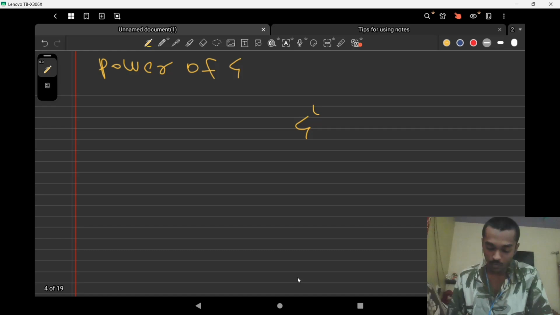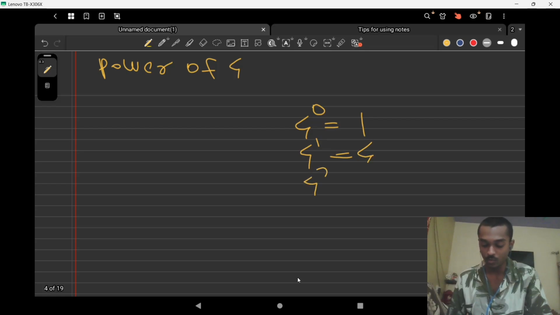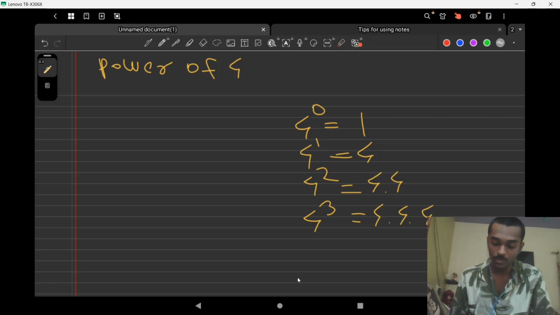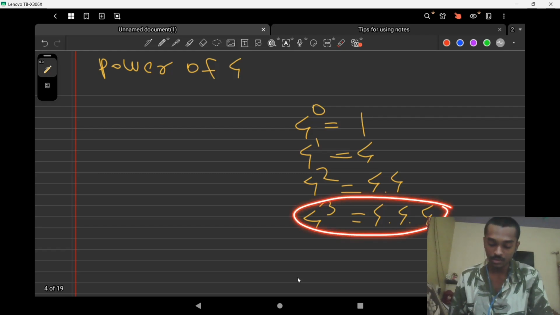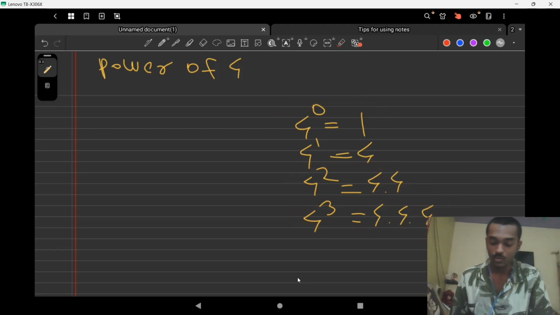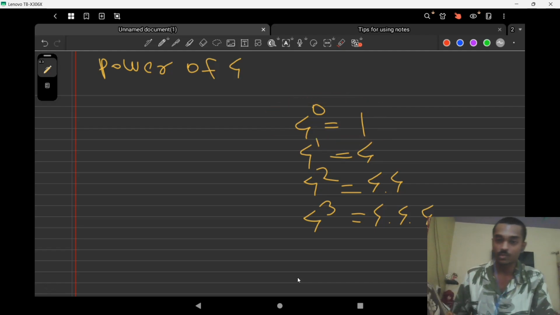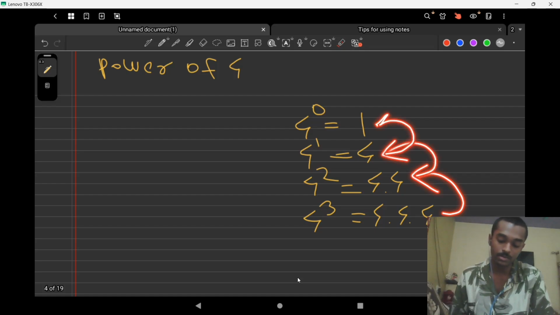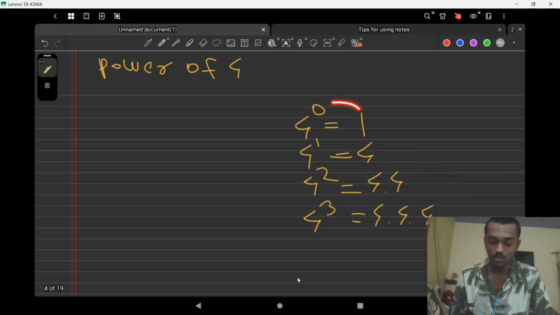So 4 to the power of 0 is 1, 4 to the power of 1 is 4, 4 to the power of 2 is 4 into 4, and 4 to the power of 3 is 4 into 4 into 4, right? Our basic idea is, you can observe the pattern: if we divide this number by 4, we get this number. At every stage the number is divisible by 4, and at the base, 4 to the power of 0 is 1. When the number becomes 1, we have to simply return true, because 4 to the power of 0 is 1.